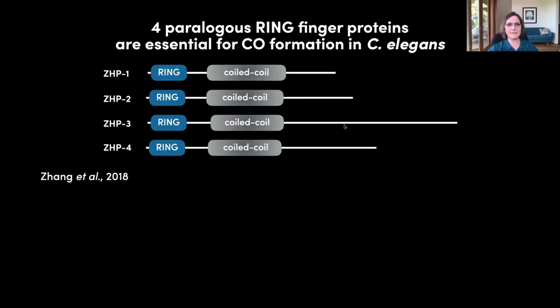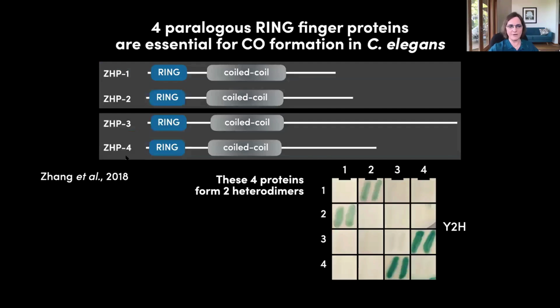And as I said, in C. elegans, there are 4 of them, and we found that they form 2 heterodimeric complexes. ZHP-1 and 2 form a pair that interact, and each of them is required for all of the activities of the other. Likewise, ZHP-3 and 4 interact and are required for each other's localization and function.